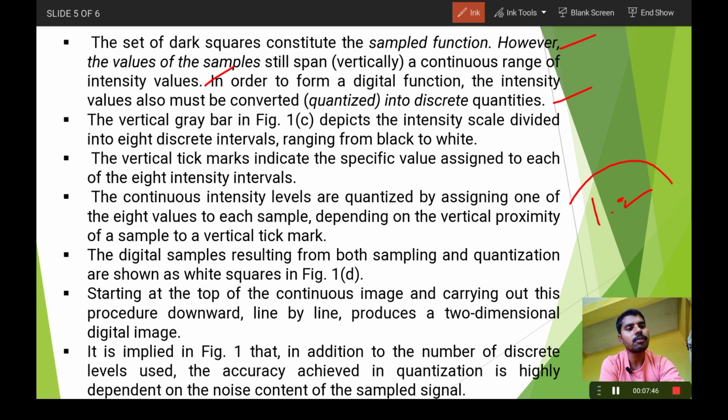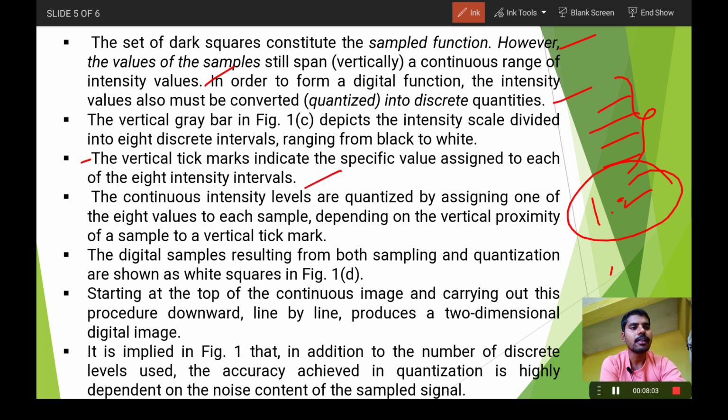So for that purpose, you have to round off that value to either 1 only. So that is the way you are going to perform the quantization also. As well as the vertical tick marks indicate the specific value assigned to the 8 intensity levels. This is nothing but related to the corresponding amplitude axis.